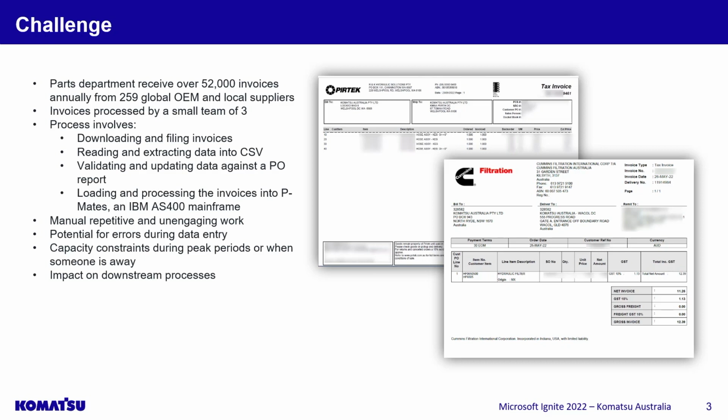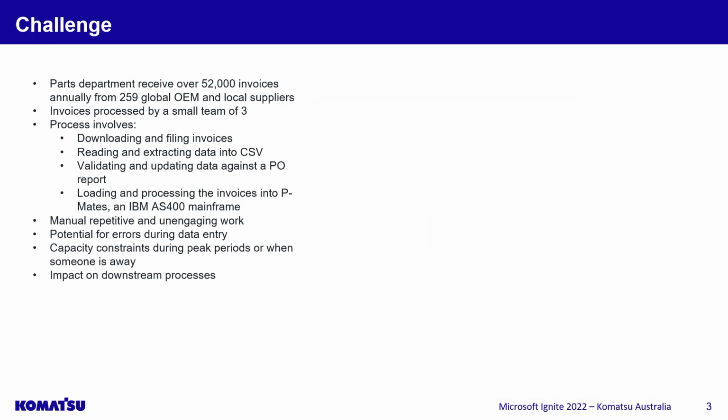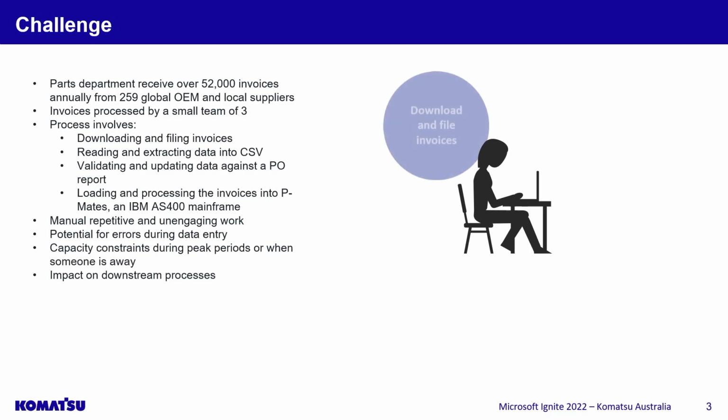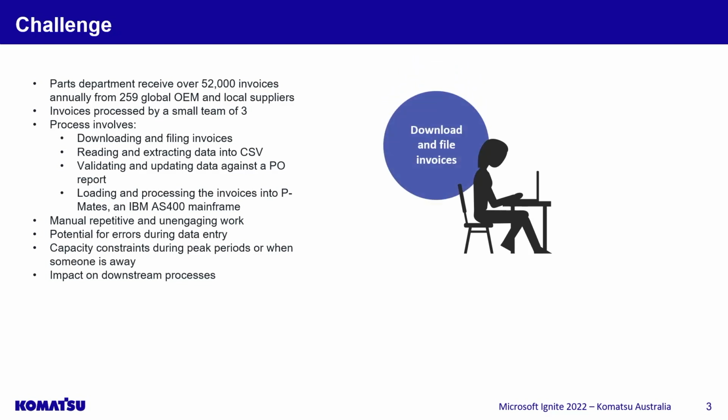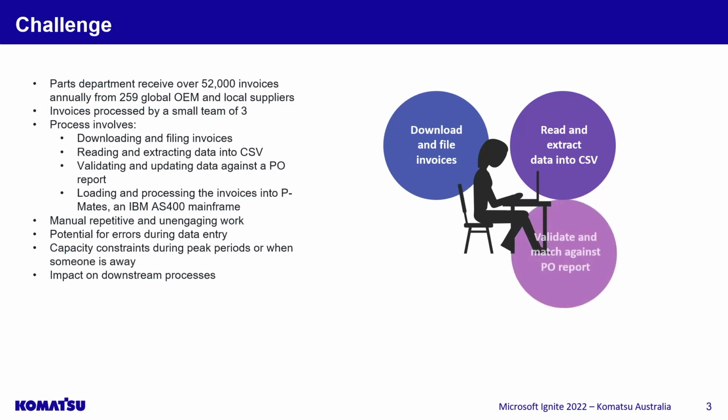And each of these invoices are sent and routed through to a small processing team of 3 people within our parts department, who then carry out a very manual and repetitive process known as invoice fixing. The team would monitor a shared mailbox for any new invoices. Each invoice is then downloaded and filed away. The header and the line items are read and extracted and entered into a CSV template. The invoice data is then validated and matched against the purchase order report using a series of VLOOKUPs and macros.